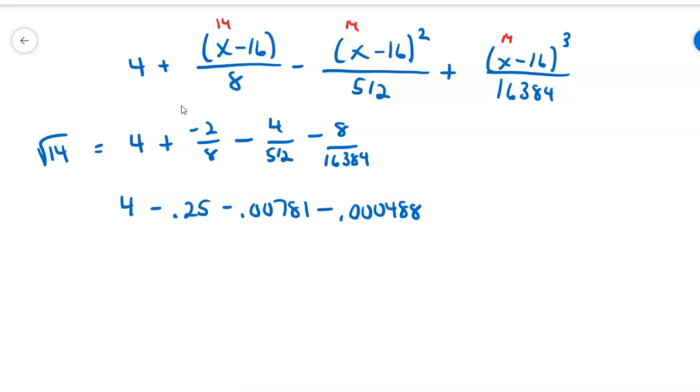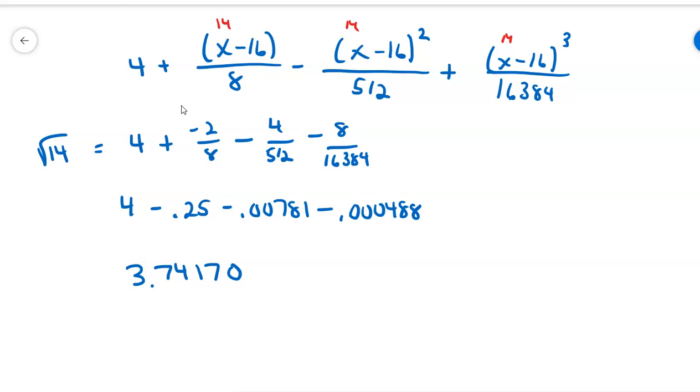I'll do it on my end. You can do it on your end. The first two are going to give me a 3.75 minus 0.00781 minus 0.000488. And I get 3.74170. Okay, the big moment.